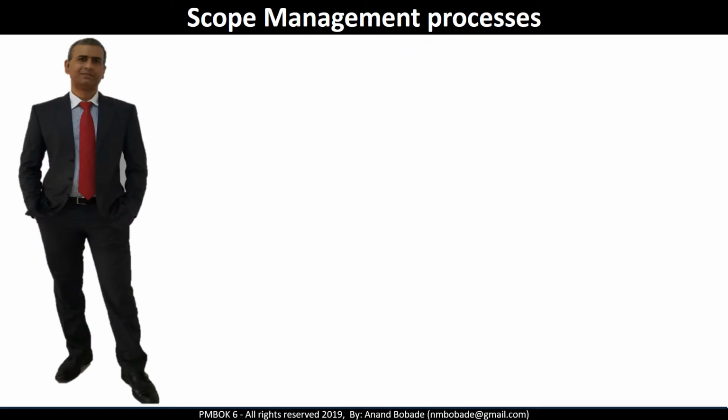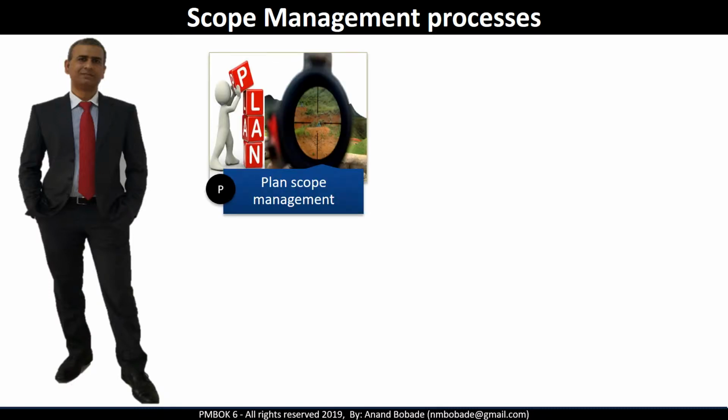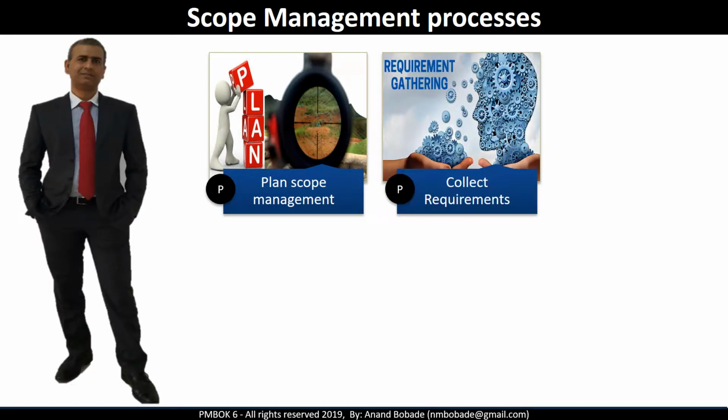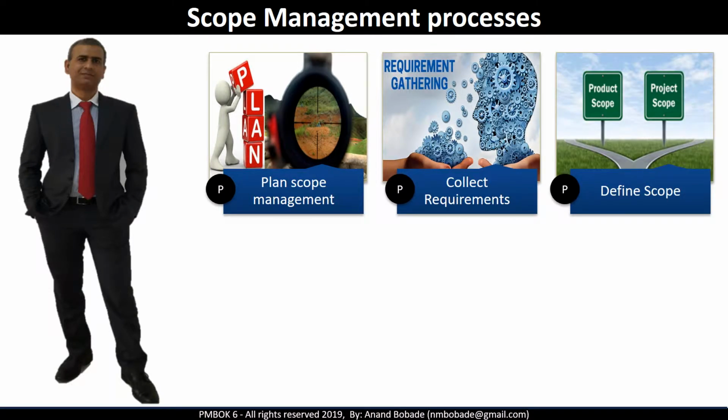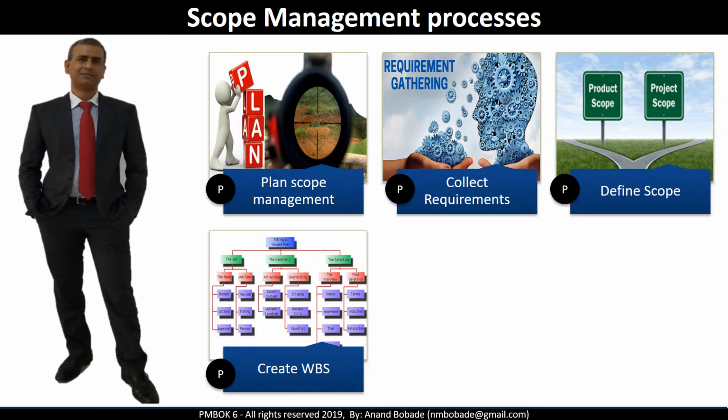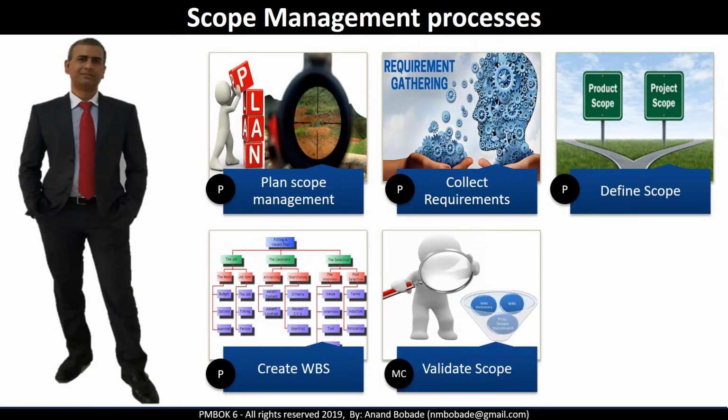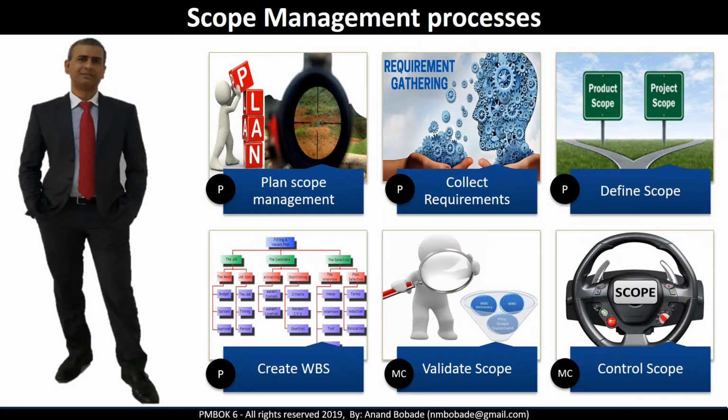Let's take a quick look at all the 6 processes under scope management knowledge area. So first process is plan scope management, collect requirements, define scope, create work breakdown structure, validate scope, and control scope. First 4 processes are part of planning process group, and last 2 processes are part of monitoring and controlling process group.